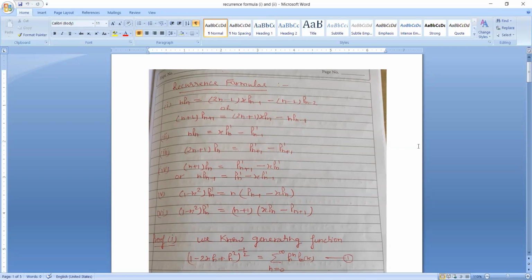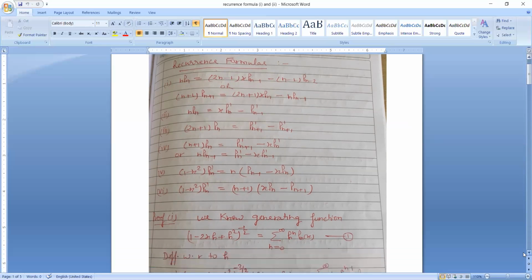Fifth, (1 minus x square) Pn dash is equal to n in bracket (Pn minus 1 minus xPn). And last, (1 minus x square) Pn dash is equal to (n plus 1) in bracket (xPn minus Pn plus 1). Now we will see how the first formula is proved.